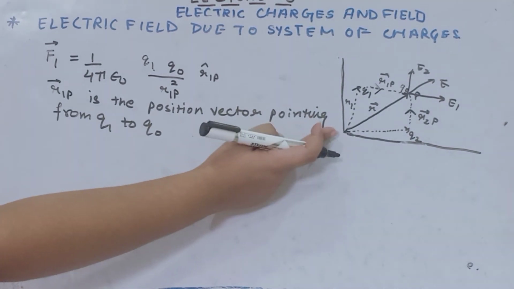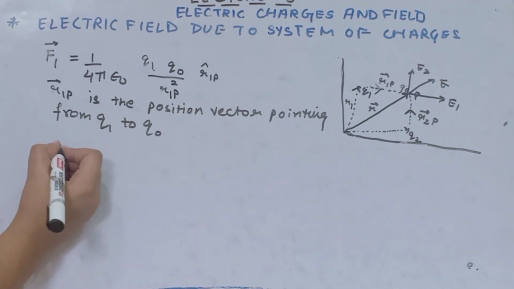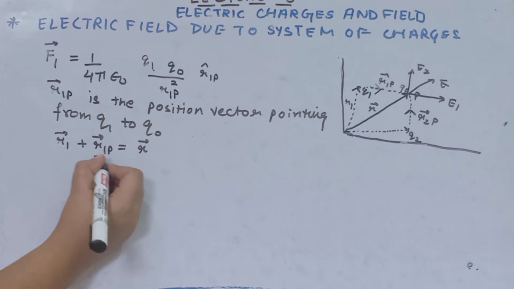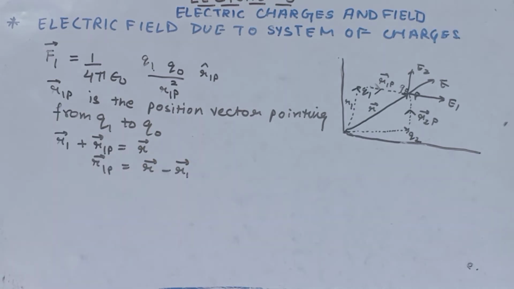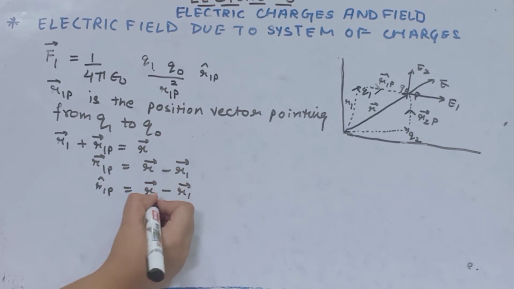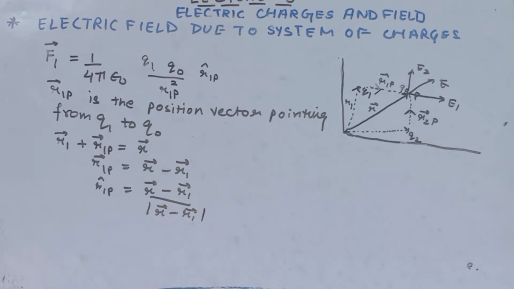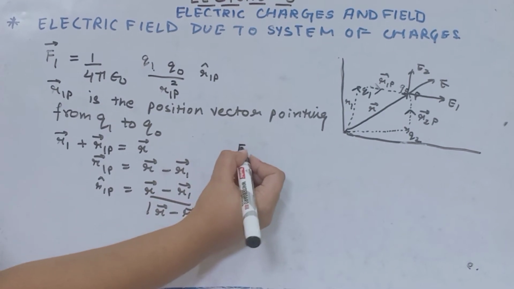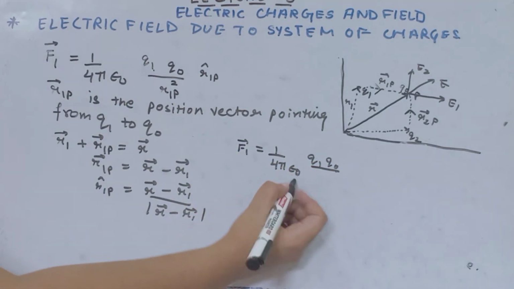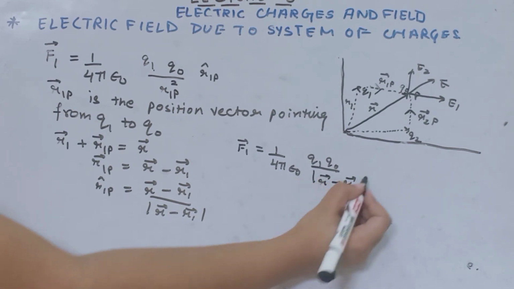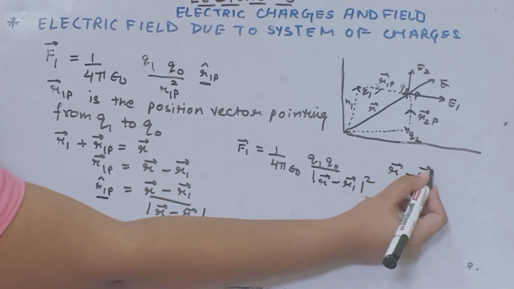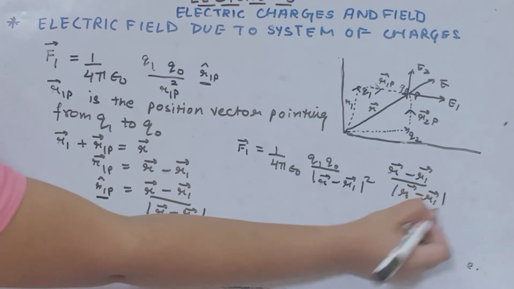So now following the triangle law of addition, from this we get R1 vector plus R1P vector is equal to R vector. So R1P vector is nothing but R vector minus R1 vector. And we know that R1P cap will be equal to R vector minus R1 vector upon magnitude of R vector minus R1 vector. So very clearly our force F1 is equal to 1 upon 4 pi epsilon naught Q1 Q0 upon magnitude of R vector minus R1 vector square into, putting the value of R1P cap from here, we get R vector minus R1 vector upon magnitude of R vector minus R1 vector.